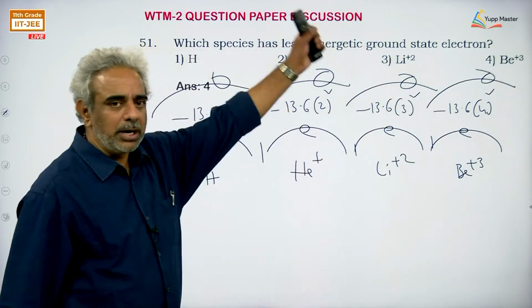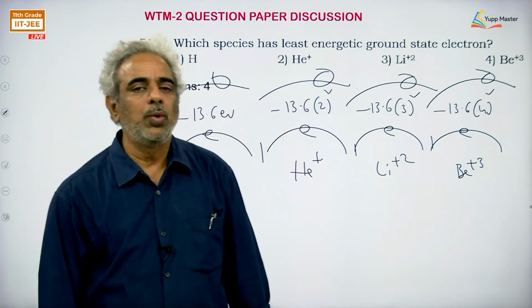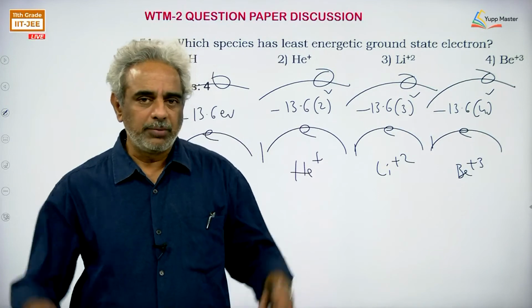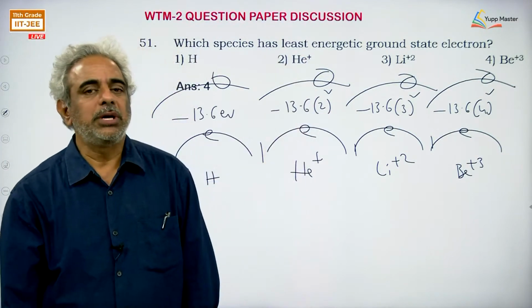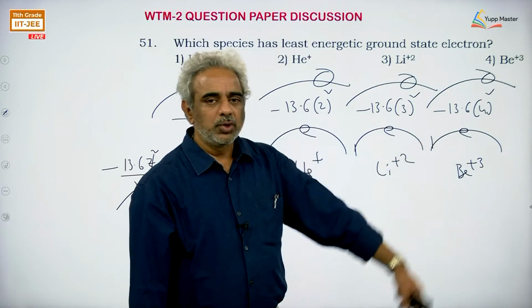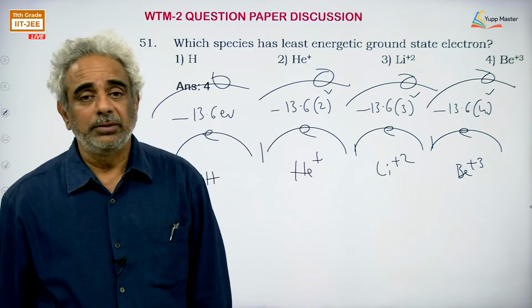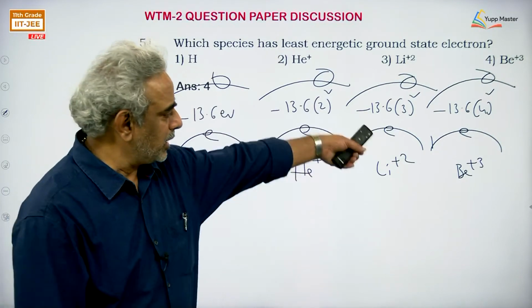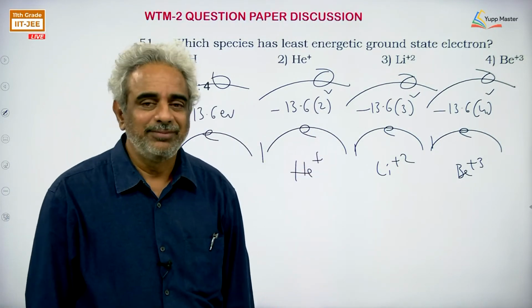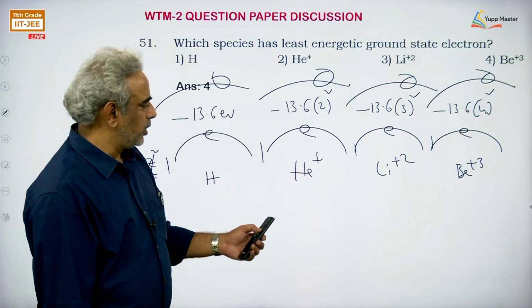You take that electron to infinity, all the electrons will have 0 energy. So from 0 only they lost so much. Which electron has lost more energy? This electron has lost more energy. So its energy is minus 13.6 into 4 square, that is 16. So that electron has the least energy. So be careful. It's a very interesting thing.